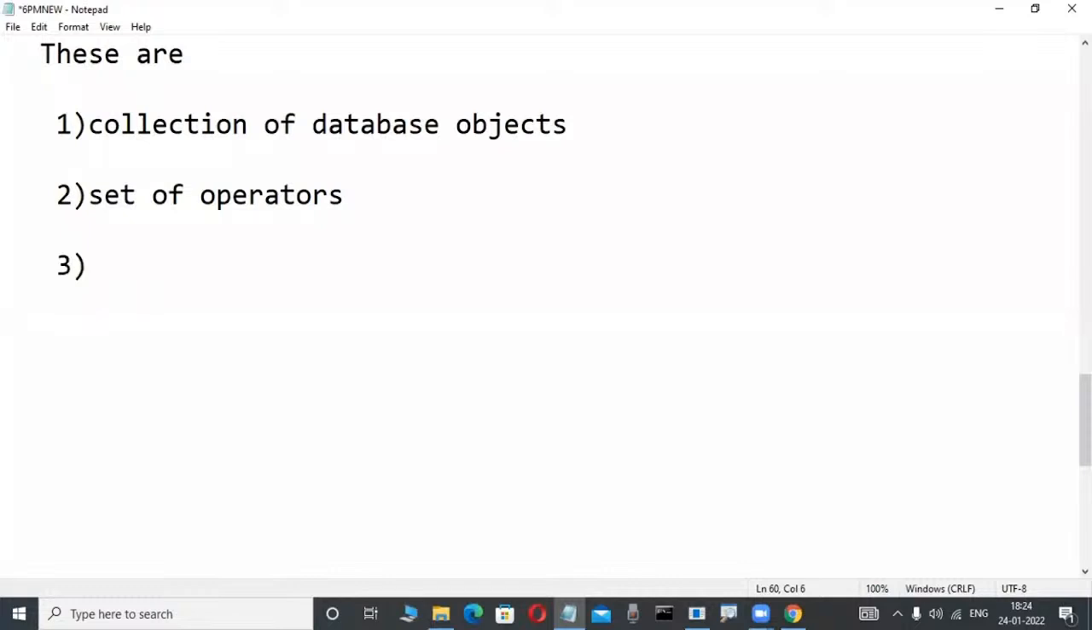Everyone knows the database objects. Even if you are a first-time newcomer, you have an idea about a table. Set of operators is also understandable to everyone, like equal to, less than, and so on. But unfortunately, the third one is most powerful. This is a key concept.